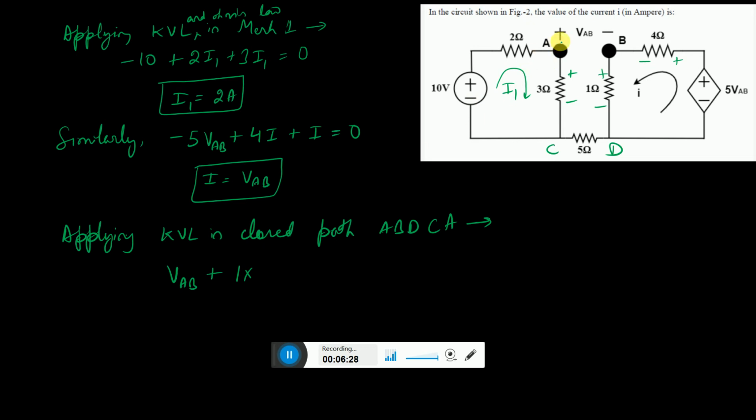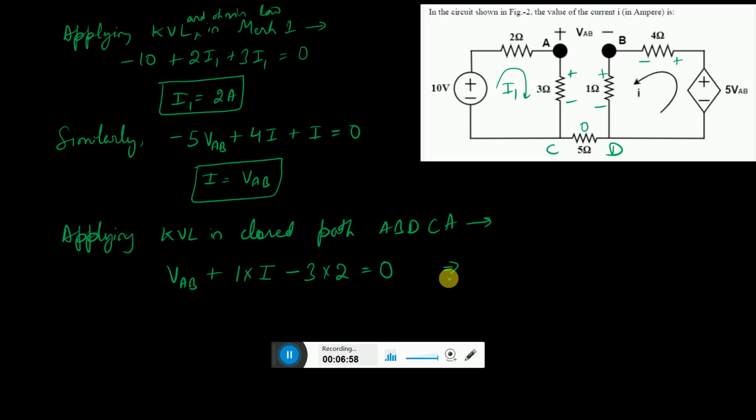So we move from here, we get a plus sign first, VAB, then we get a plus sign again, 1 into the current which is flowing through it, the current is I. So let me write here I for the time being. Then we get here 0, then we get a minus sign over here, so minus 3 times the current I1. I1 is how much current? 2 amperes, so it is into 2, and then it is equal to 0. So this is what we get.